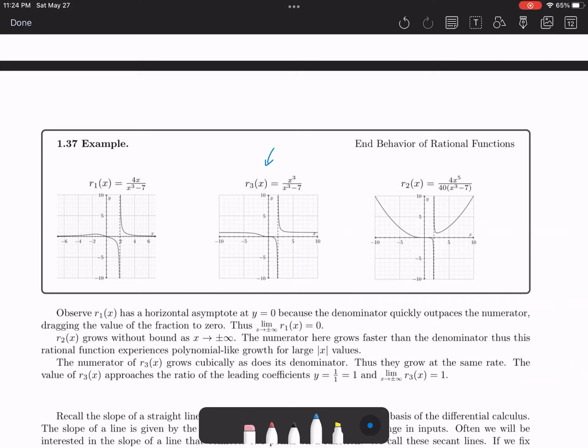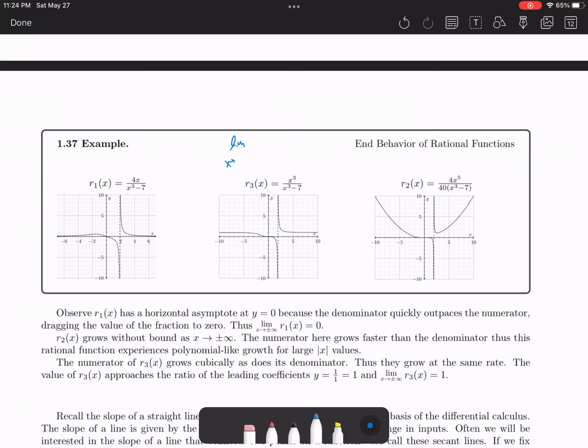So if you remember from algebra, if it's the same degree, we have a degree 3 on top of a degree 3, so they're equally as powerful. They're going to match pretty well. They're going to grow at the same rate. So this is going to approach the horizontal asymptote of the ratio of the leading coefficients. So 1 over 1. Let's see why that is.